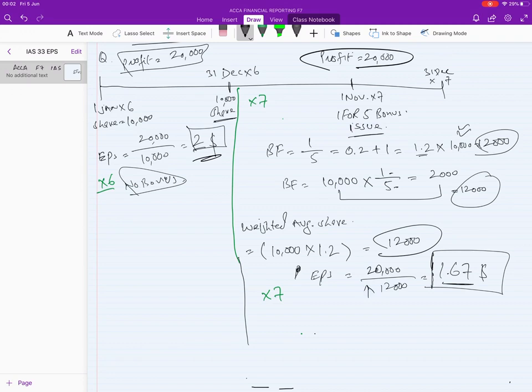So if you increase the denominator, the value will decrease. This is mathematical anyway. If you increase the denominator, the answer will be reduced because the denominator is getting bigger. So this is not a like-with-like comparison. How will we make it like with like? We calculate restated EPS.